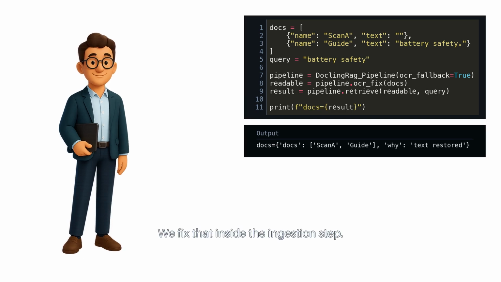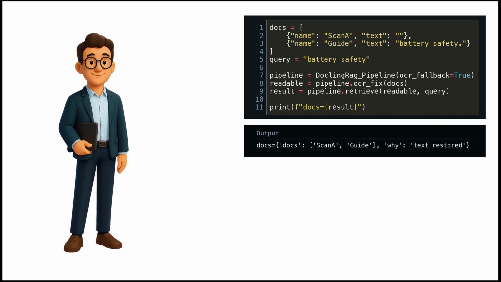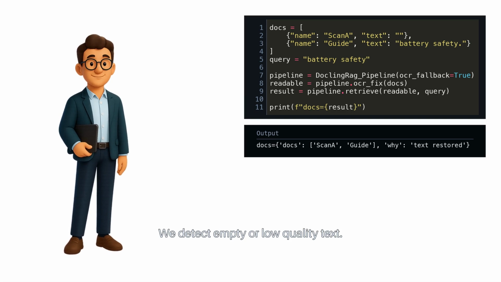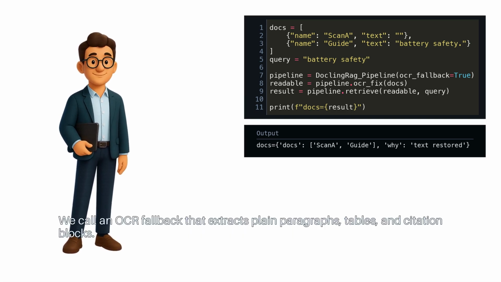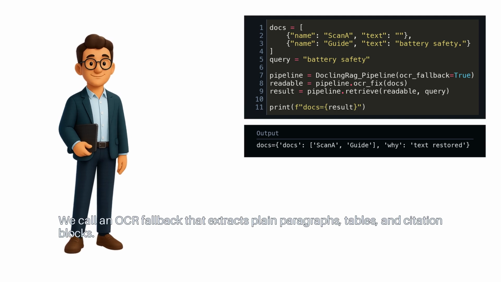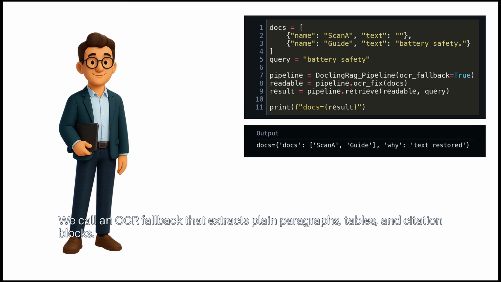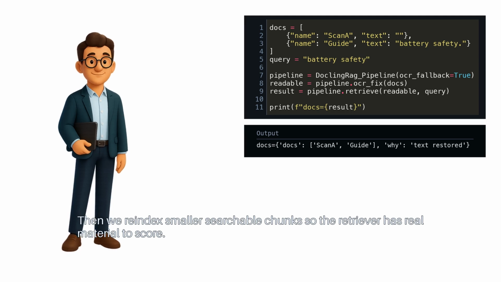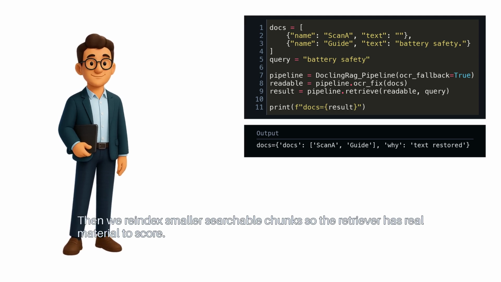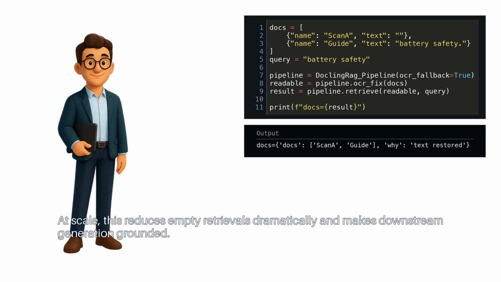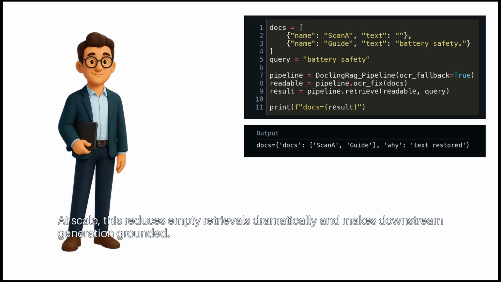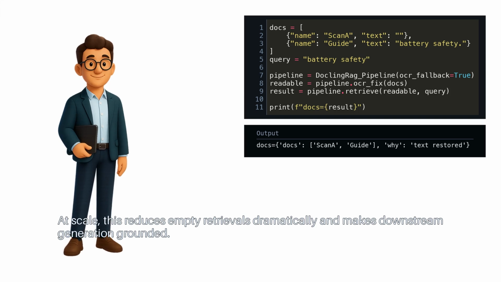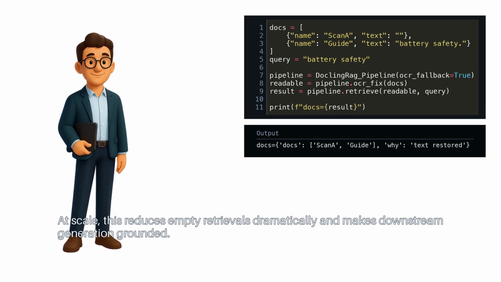We fix that inside the ingestion step. We detect empty or low-quality text. We call an OCR fallback that extracts plain paragraphs, tables, and citation blocks. Then we reindex smaller searchable chunks, so the retriever has real material to score. At scale, this reduces empty retrievals dramatically and makes downstream generation grounded.